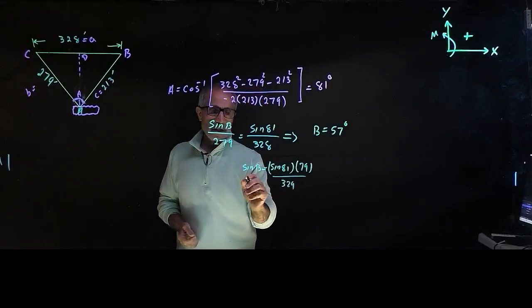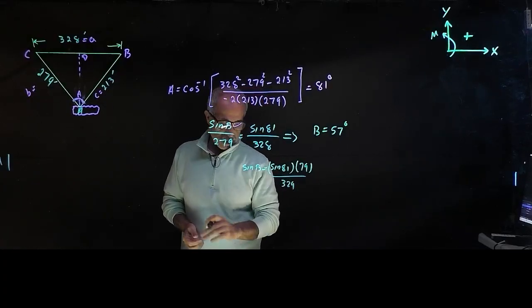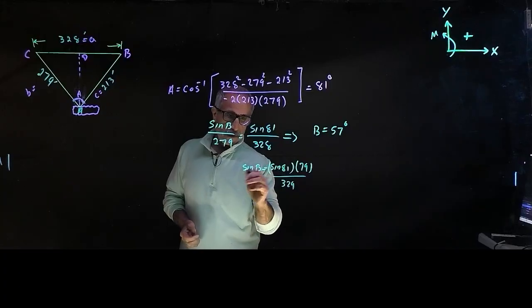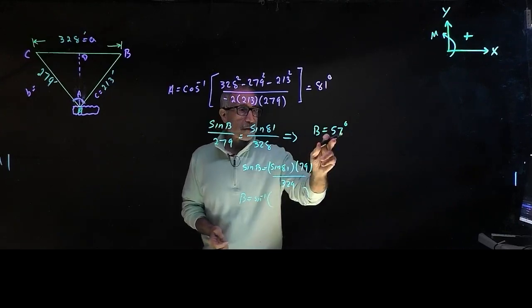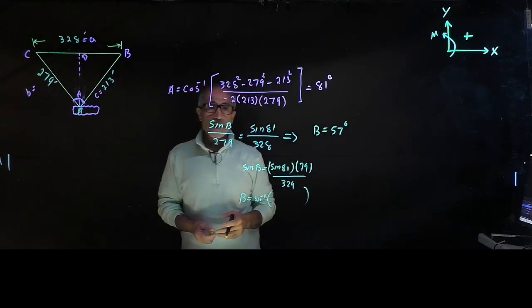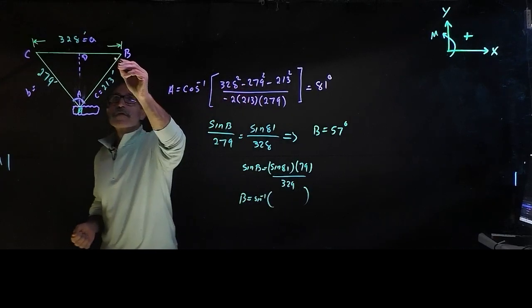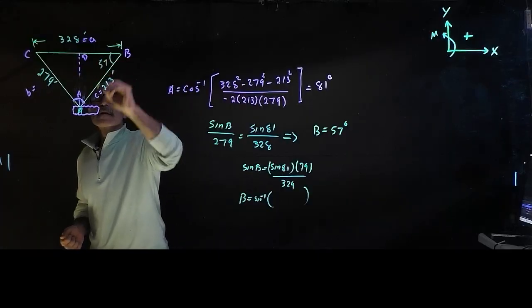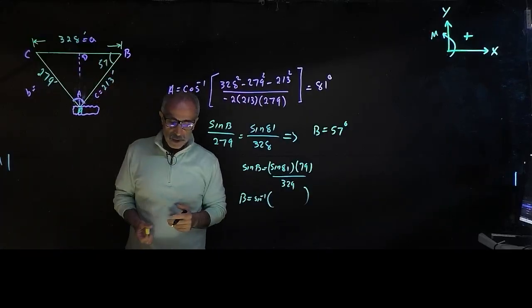And you can say inverse sine B, or you can just go ahead and say B is equal to inverse sine of this whole thing over there, and you get 57. Try it so you can get it. So now I know this became 57 degrees. All right. What do you do next?